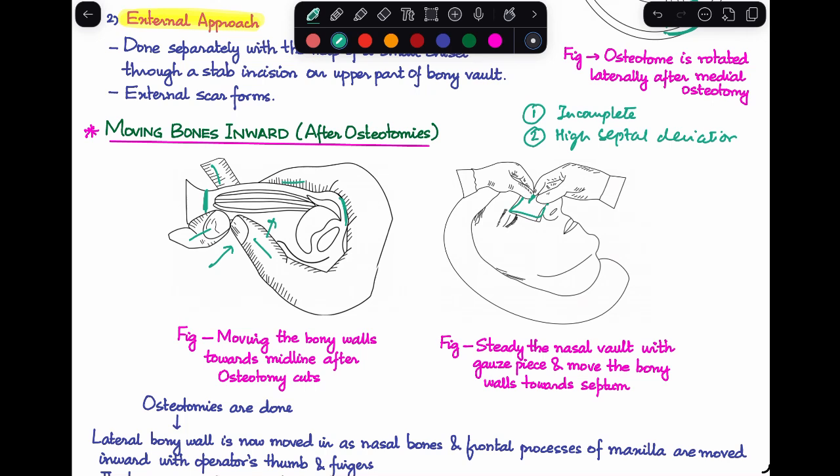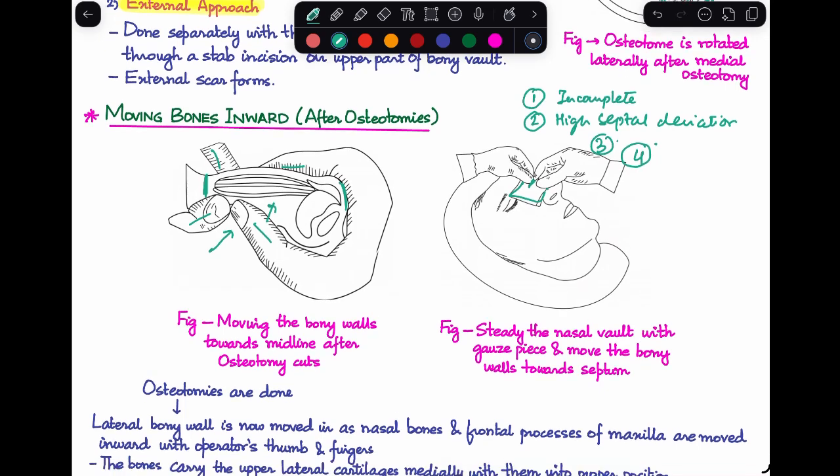Third is, in case of medial osteotomy cuts, if these are not placed correctly, a wedge of bone may remain on each side of the bony nasal septum, and this will have to be removed to achieve effective narrowing. So the medial osteotomy cuts need to be placed properly if you are going to do this step right. And the fourth reason is that the dorsal border of the septal cartilage may be thickened, and if that is the case, we'll have to thin it down by excising the thick cartilage from the sides with the help of a knife.